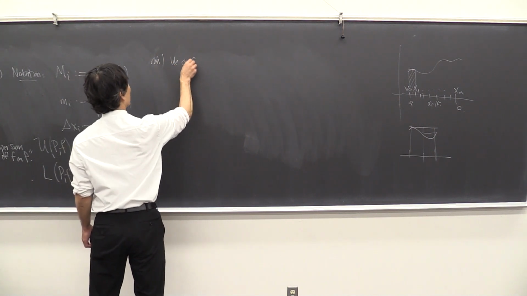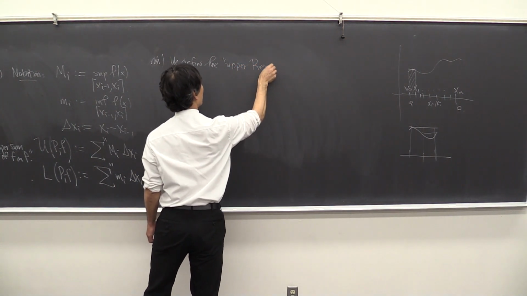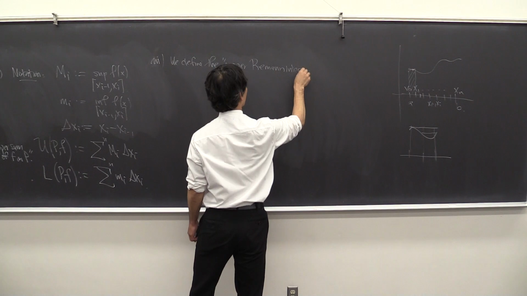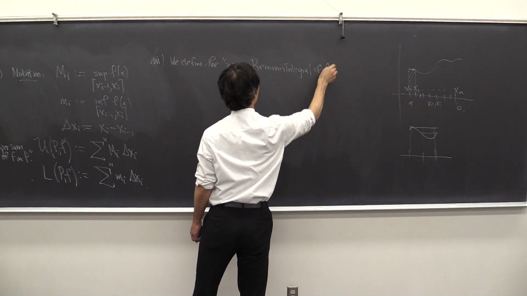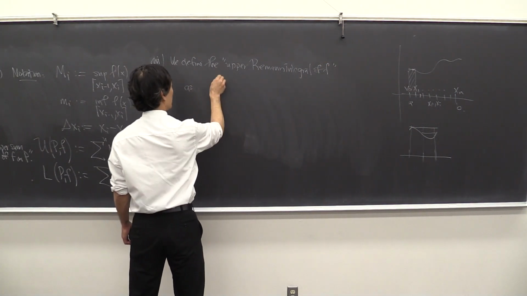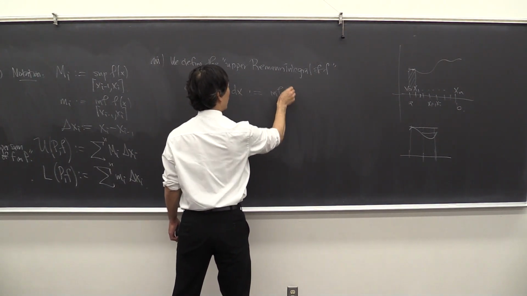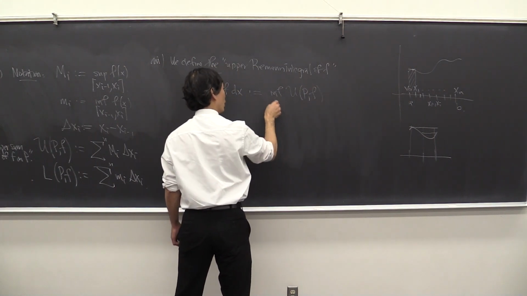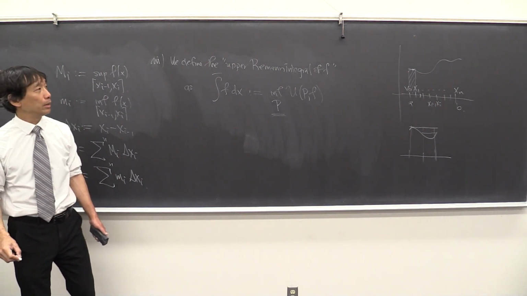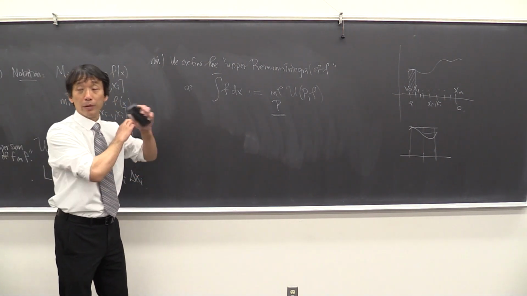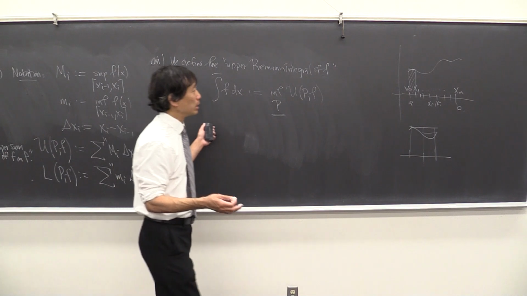We define the upper Riemann integral of f, we denote it like this, and we define it to be the infimum of all the upper sums over all partitions. Okay. So you say, let's consider the upper sums over all partitions possible.